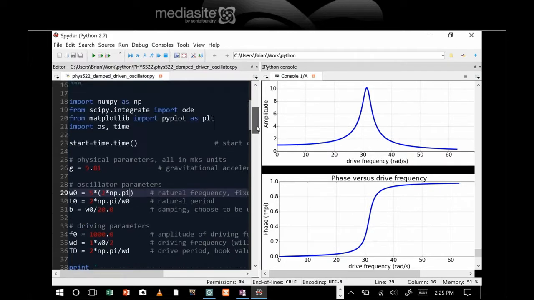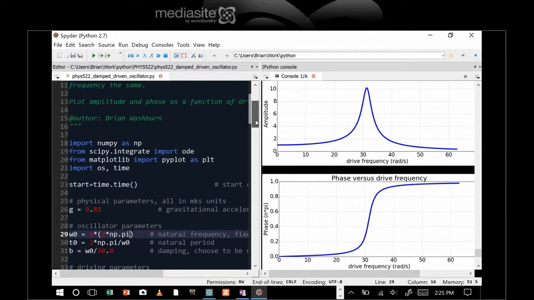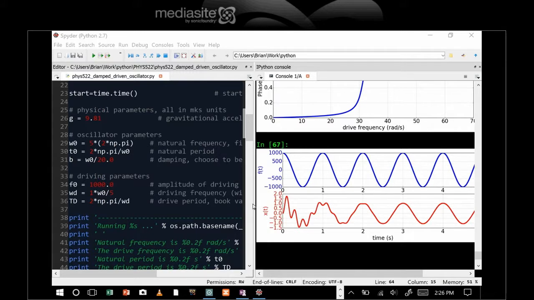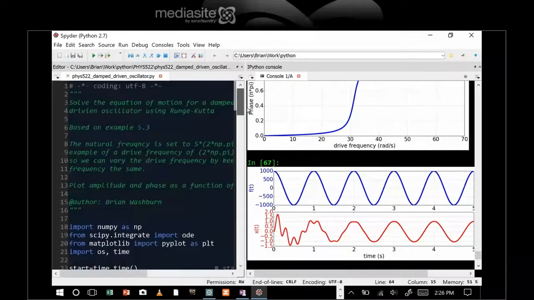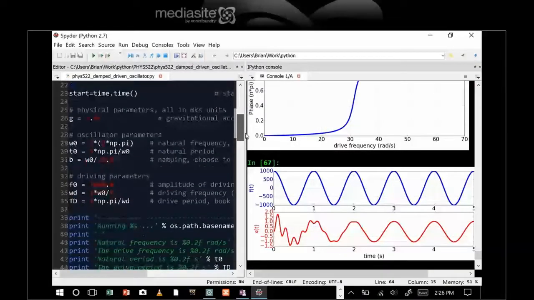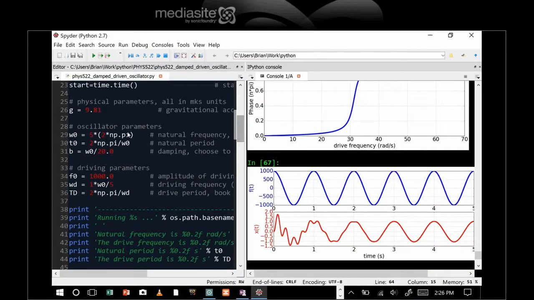Now let's take a look at the oscillations as a function of time for different drive frequencies. What I'm going to do here is use the numbers in book example 5.3. In your book example, again, the natural frequency is 5 times 2 pi, and the drive frequency is going to be 2 pi.